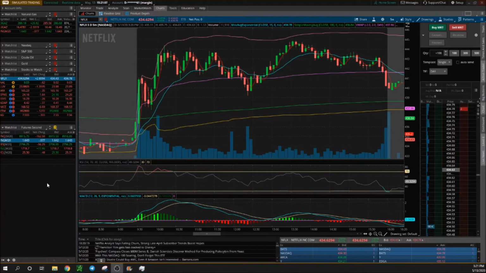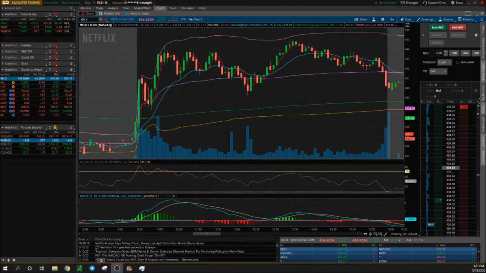Alright, so the first example that I want to show you guys, looking at Netflix here, right? And so breaking down, where do we want to find a good buy-in point? What's a good buy point? What's a good sell point? And how do we put our stop loss in there, right? So looking at Netflix, right?